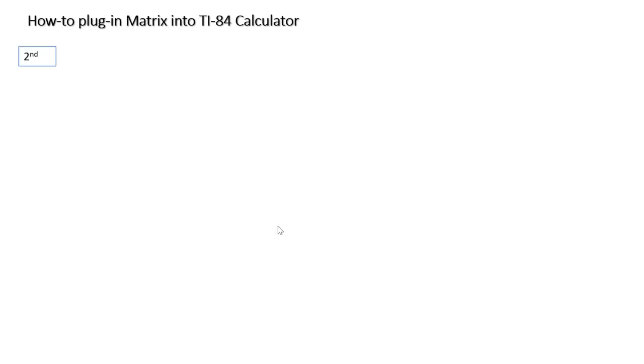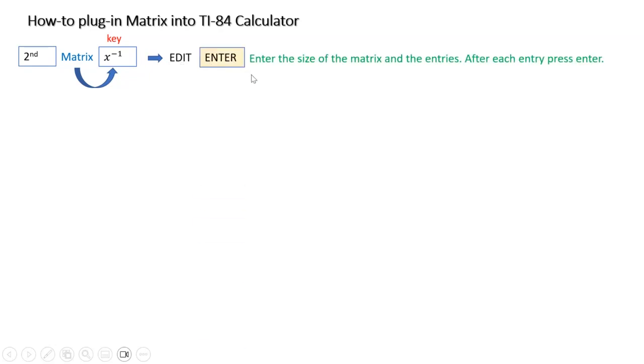To put a matrix into the calculator, you're going to go to second matrix, because the second means that the matrix is in blue. The matrix key is the inverse key. You go second inverse key, and then you go to edit. When you edit, you enter the size of the matrix and enter all the entries. After each entry, you press enter.